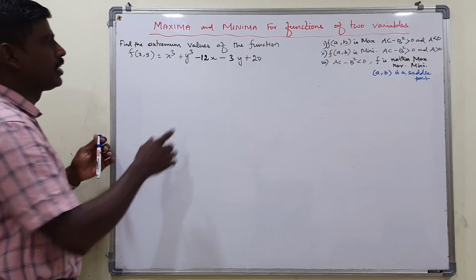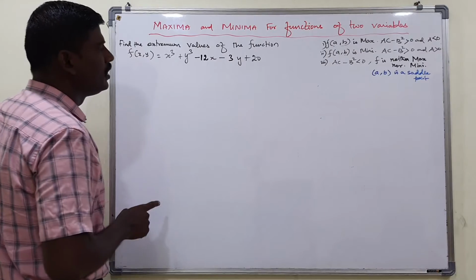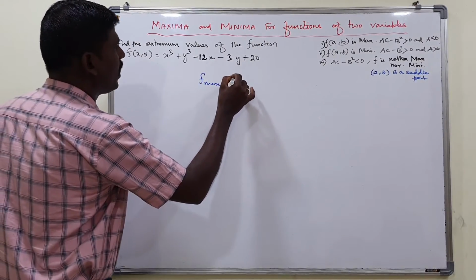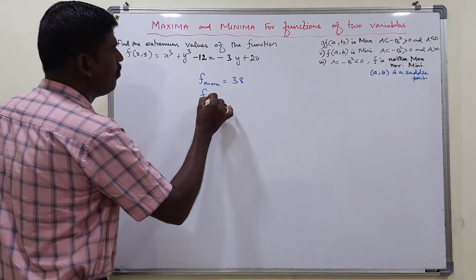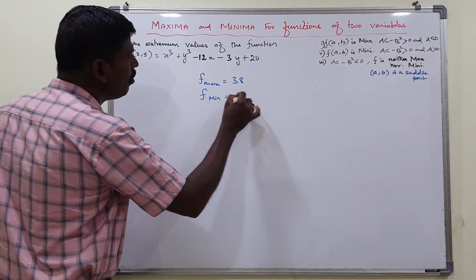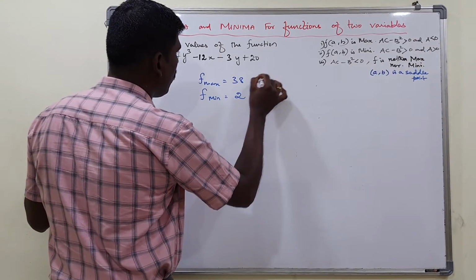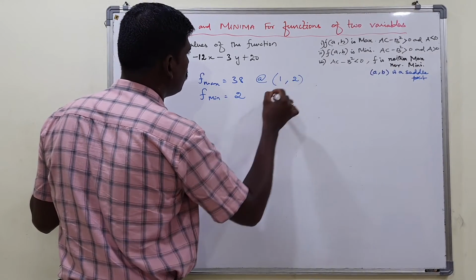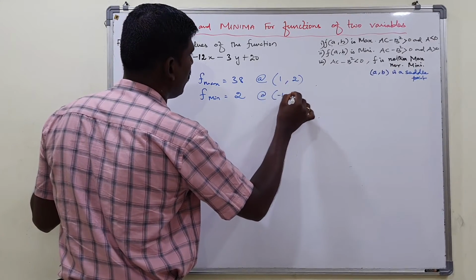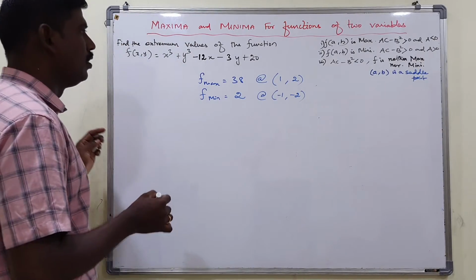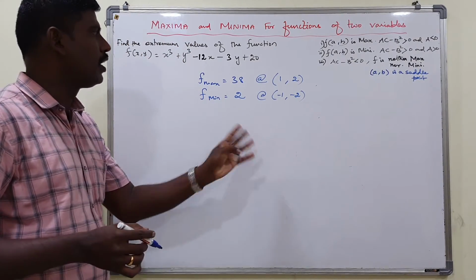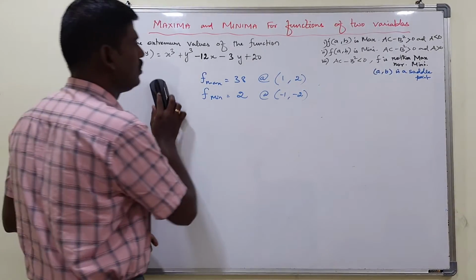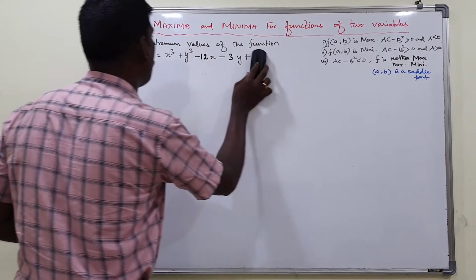Right. So the maximum value you will get is the same, 38, and f minimum as 2 at the point 1 comma 2 here, and the maximum at minus 1 comma minus 2. That's all. Right. Proceed the same way as I did in the previous problem. You can get this answer. Okay. Right. Do it yourself. Next problem.